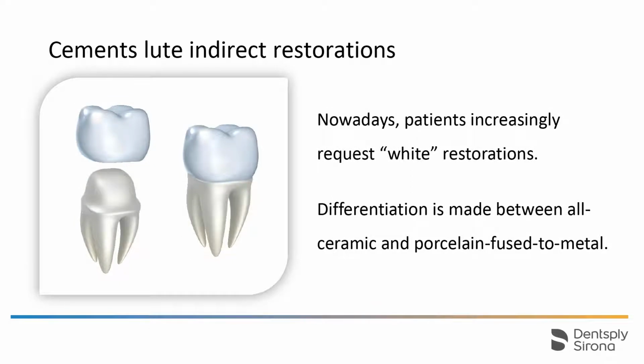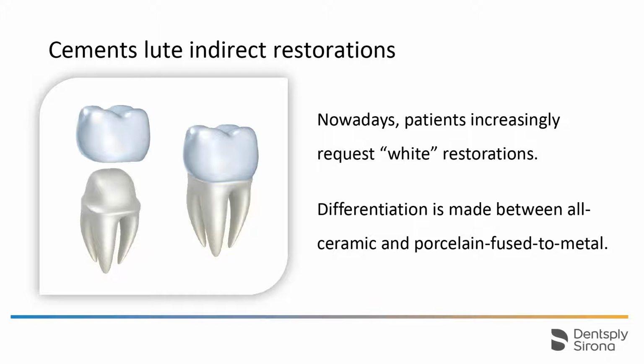This can be achieved by fitting ceramic restorations. Differentiation is made between all ceramic and porcelain fused to metal, which means restorations where porcelain is added to a metal base. Porcelain veneered restorations, particularly all ceramic restorations, integrate very effectively in the surrounding dental arch and are therefore vastly superior to metal restorations with regard to the aesthetics.